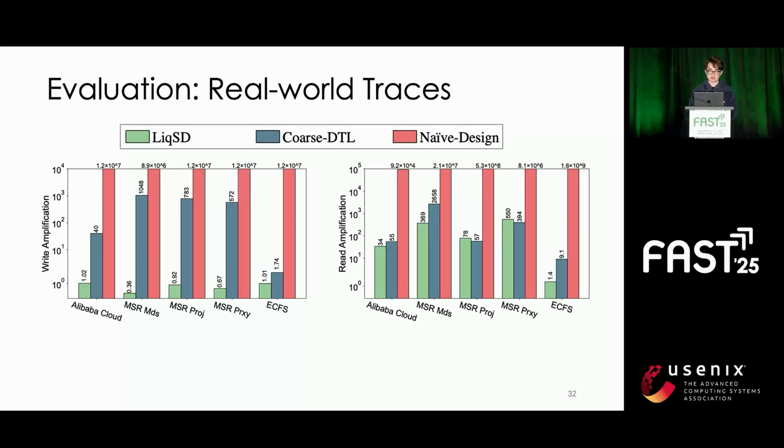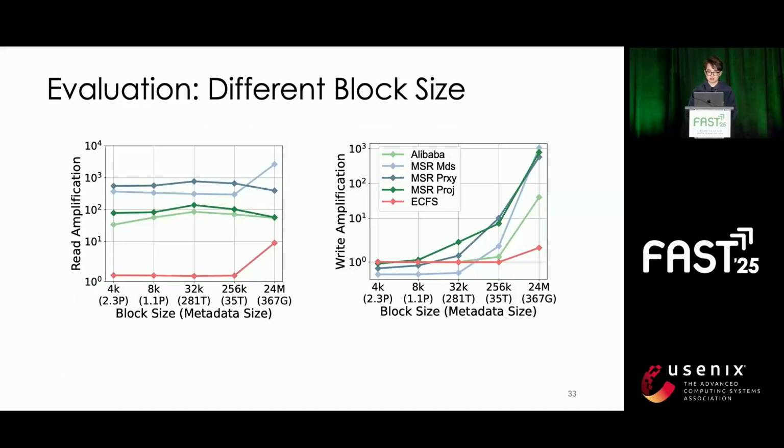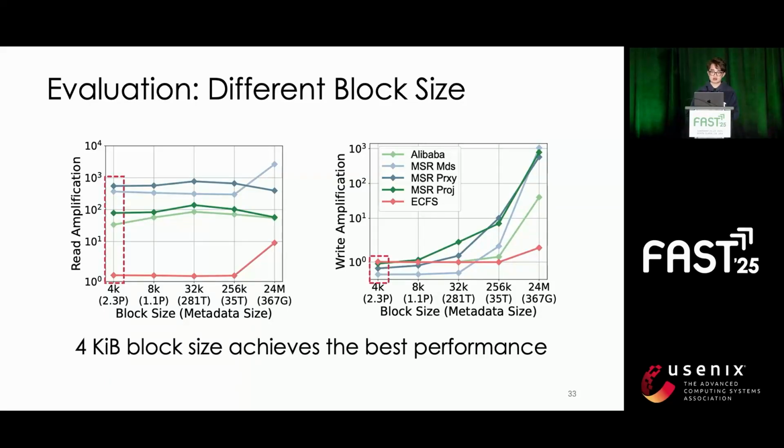In real-world traces, LeakSD reduced the write amplification by up to 3,000 times compared to the cross-detail design. Additionally, LeakSD reduced the read amplification by up to 7 times compared to the cross-detail design. We also evaluate the performance of different block sizes from 4 kilobytes to 24 megabytes. Generally, a block size of 4 kilobytes achieves the best read and write performance in real-world traces.